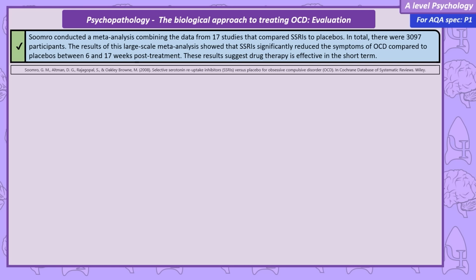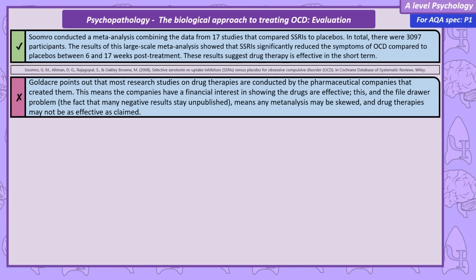There are criticisms that this type of research may not be as reliable as it appears. Goldacre points out that the vast majority of the research studies on drug therapies are conducted by the pharmaceutical companies who created them. This means they have a financial interest in showing they're effective. This, along with a file drawer problem, the fact that many negative results stay unpublished, means that the drug therapies may not be as effective as drug companies claim they are.